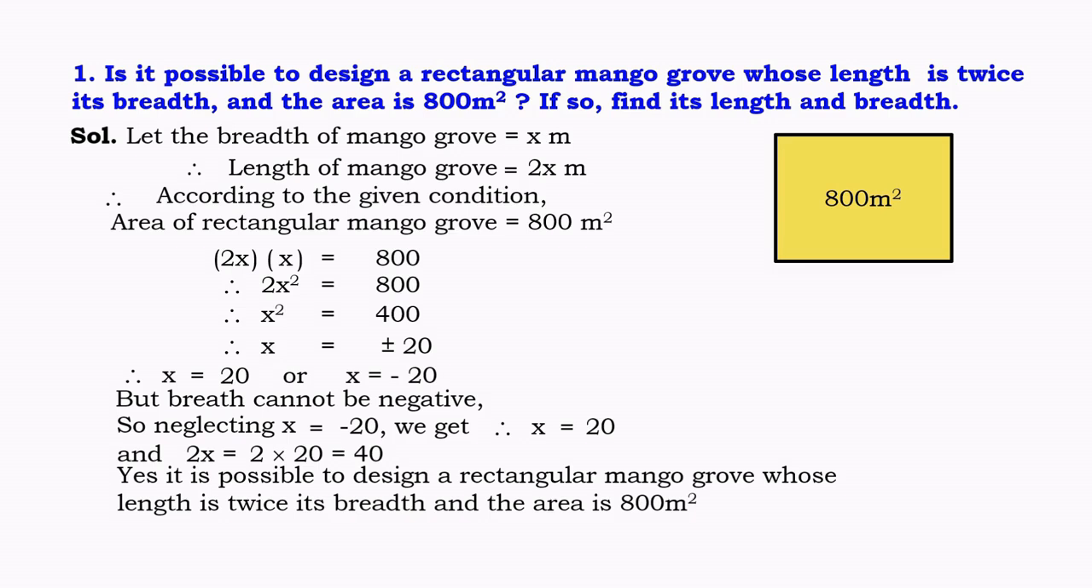Let us verify our answer. Area equals 40 multiplied by 20, which is 800 square meters. The condition given in the question is satisfied. Hence, it is possible to design such a rectangular mango grove. Therefore, the breadth of the mango grove is 20 meters and the length of the mango grove is 40 meters.